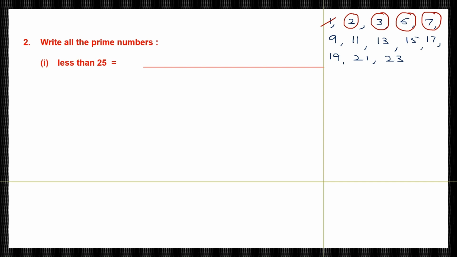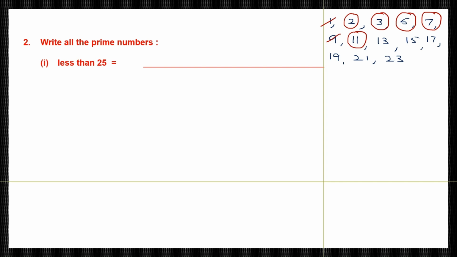9, 9 ones are 9. 3 threes are also 9. So 9 is not a prime number. Remember, a prime number must have only 2 factors, 1 and itself. So 11, 1 11s are 11. So it's a prime number. Nothing else will give you 11.